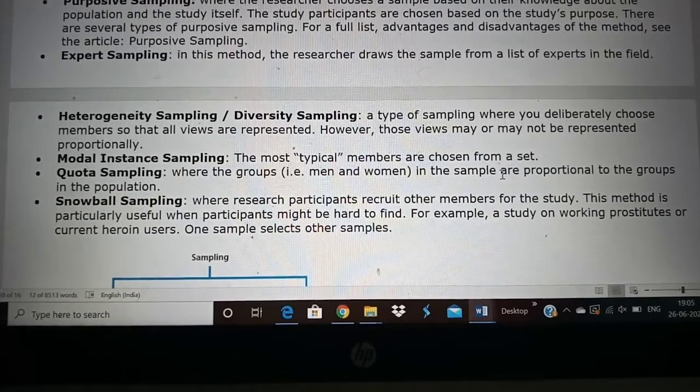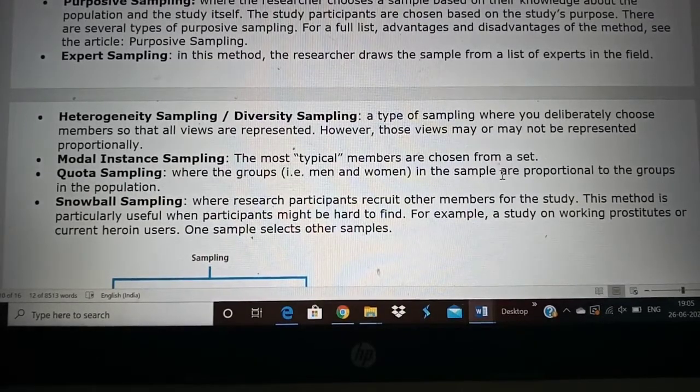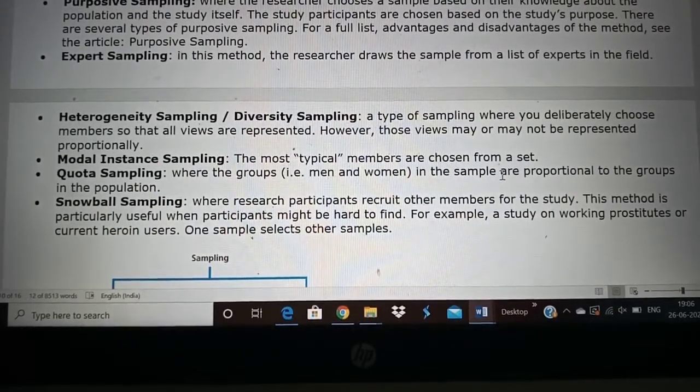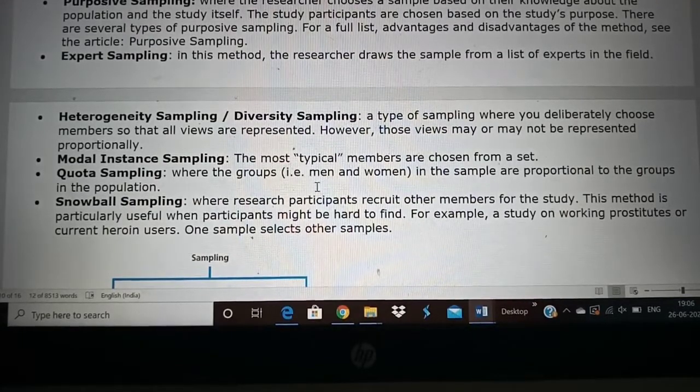Then expert sampling. In expert sampling, there are experts in the particular field. For example, if you are doing research on coronavirus, you select an expert or a group of experts who then decide who are going to be part of your research. For example, in your third year, if you are going to do a field research on leprosy, then you find 2 or 3 experts in leprosy in our hospital and you tell them to select the samples. So instead of the researcher selecting the samples, the experts of the field select the samples. So that is expert sampling.